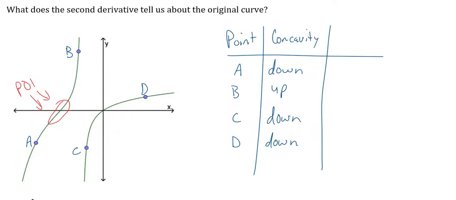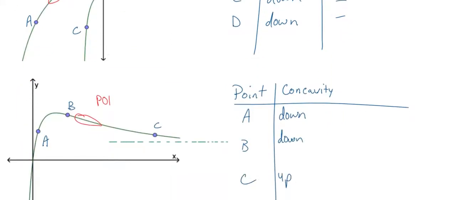So if concavity is down, what do you think would be true of the second derivative? Just a wild guess, whether you're right or wrong doesn't matter. If the second derivative is negative, the original function is concave down. If the second derivative is positive, then it's concave up. Easy enough, right? Positive, up, negative, down. That's easy, hopefully. Okay, so down, down, up.